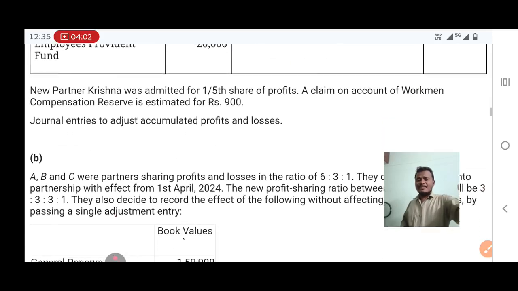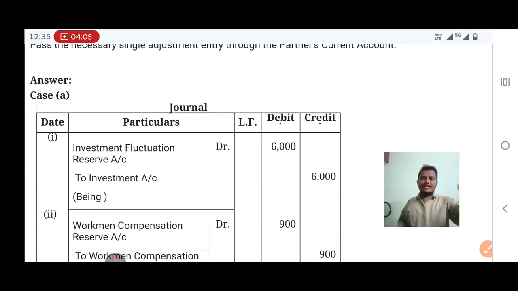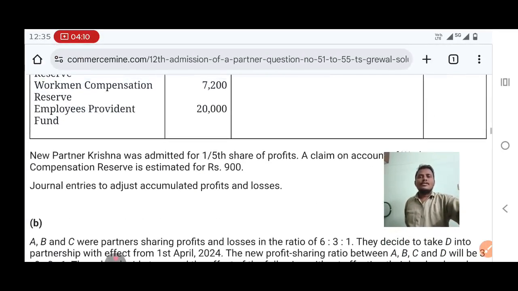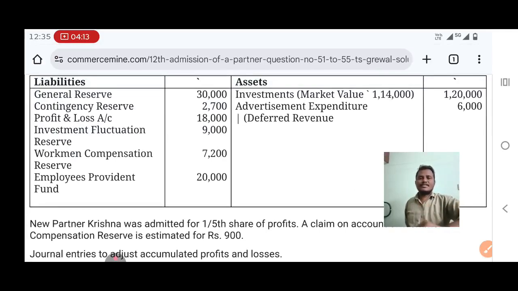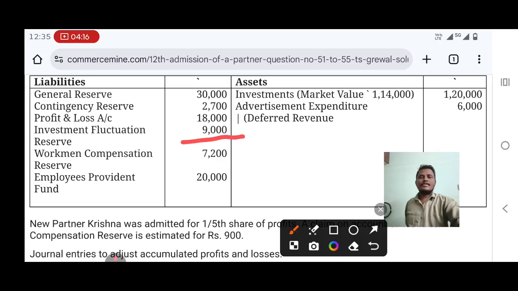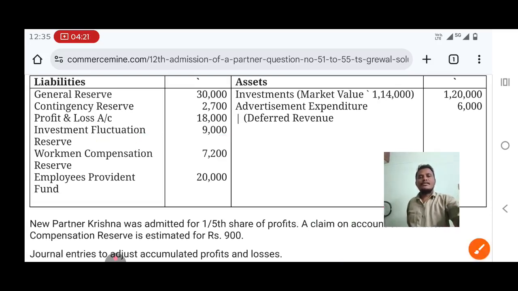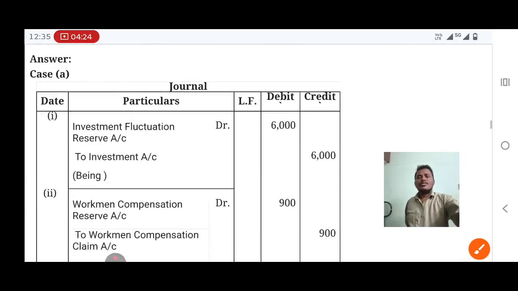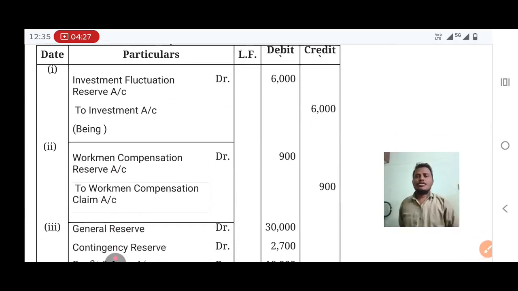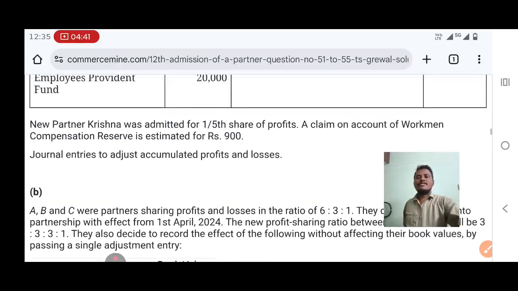So this 6,000 has come from that difference, 1,20,000 minus 1,14,000. The overall value shown for investment fluctuation reserve is 9,000. But we need support for only 6,000 rupees. So they have debited investment fluctuation reserve account and credited investment 6,000. That's it. Okay. Next, workmen compensation reserve.